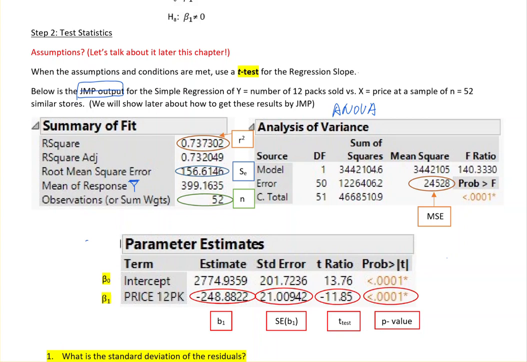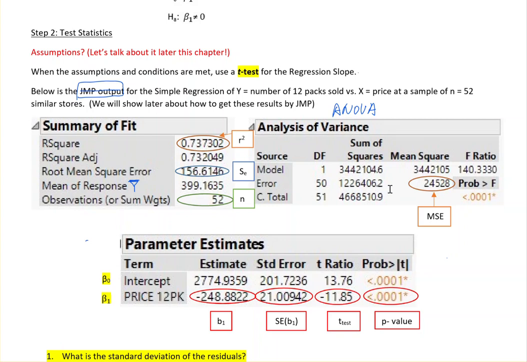Next one is the observations. Observations tell you the sample size. For our case, the sample size is 52. So the summary of fit table tells you the general information about this regression. How good is this regression? It tells you R square, the standard deviation of the residual, and the sample size. Alright, and next we'll talk about the ANOVA table.